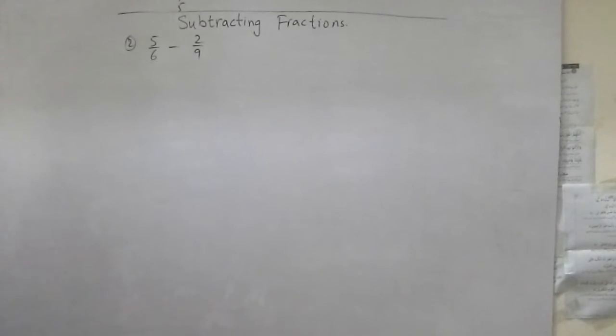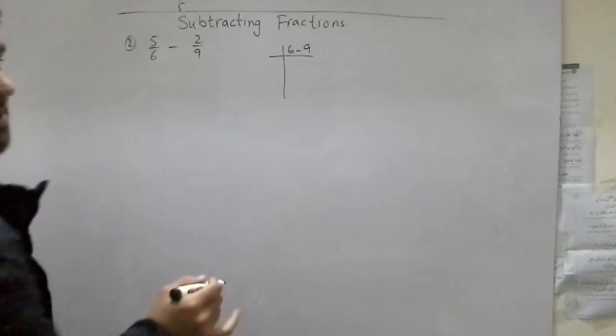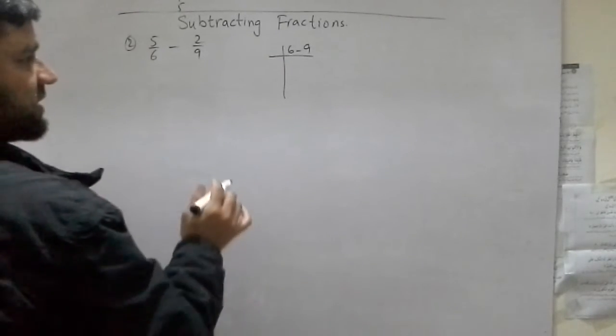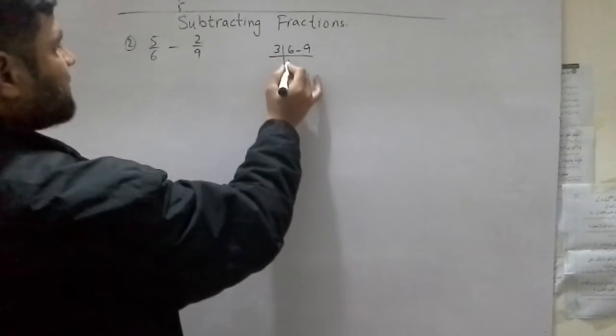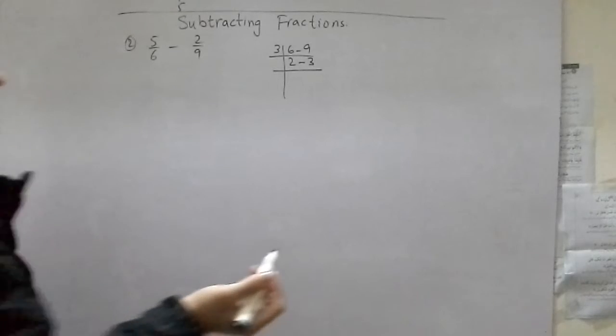Our question number 2 is 5 over 6 minus 2 over 9. Now the common denominator, which is the lowest common multiple, we can find out something like this. 6 and 9. Make a grid like that and think of a number which can divide into 6 and 9, which is 3. So 3 times 2 is 6 and 3 times 3 is 9. Now we got 2 and 3.